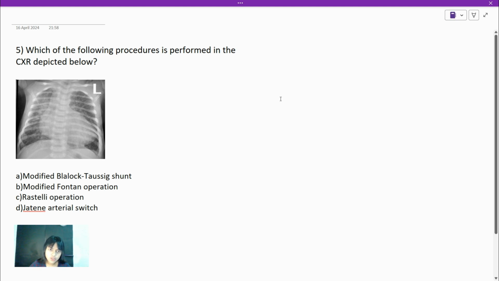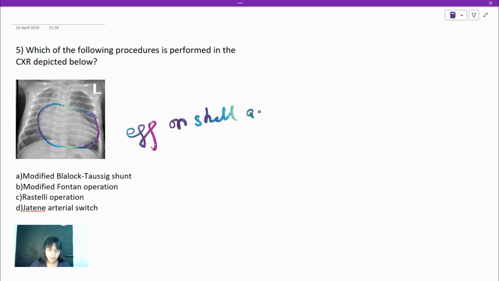Which of the following procedures is performed in the chest X-ray depicted below? So students, basically this is not a direct question. Okay, already one X-ray is there. They are not asking you the diagnosis, rather they are asking you what is the surgical procedure that you will be doing in this particular disease. Okay, so they are assuming that you know this disease. Okay, so what is this? What are you finding from the chest X-ray? Are you able to appreciate the heart shadow, cardiac shadow? Yes. So this is appearing to be like egg on string appearance.